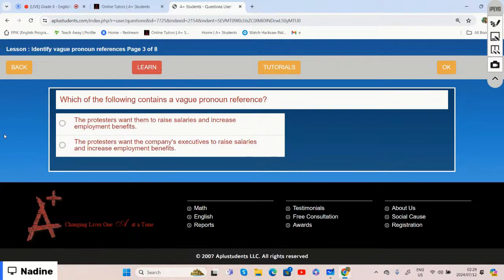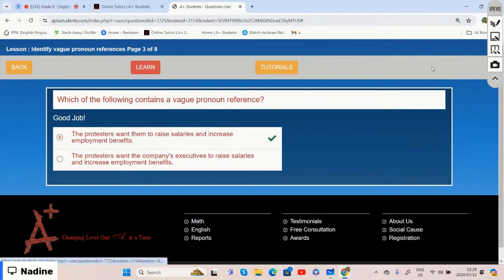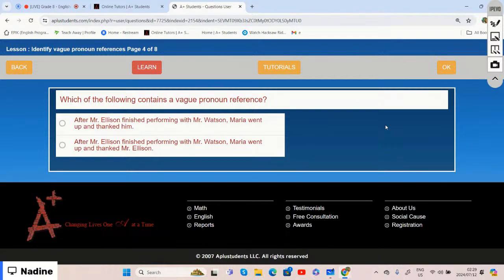All right, so if we were to choose the vague pronoun reference, we would say the protesters want them, because now the question is who is "them," right? Who is "them" to raise salaries and increase employment benefits, right? So "them" is our vague pronoun reference.